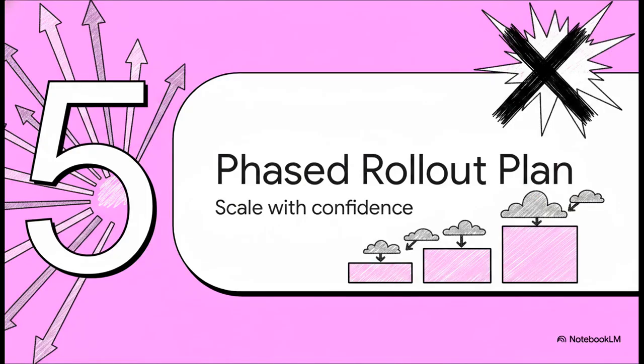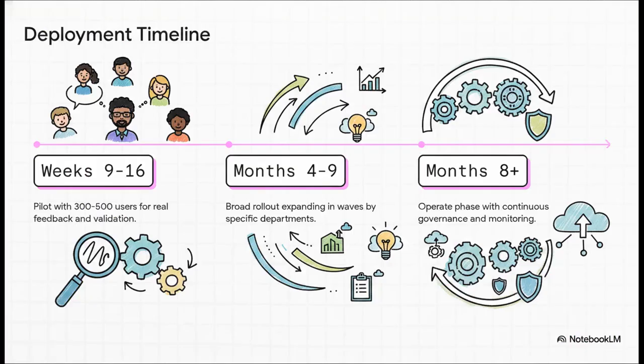Step 5. The phased rollout path. Let's move on and see how this builds. We're shifting from strict security to strategic enablement. Let me save you a massive headache right now. A big bang, company-wide rollout on day one is a total recipe for failure.